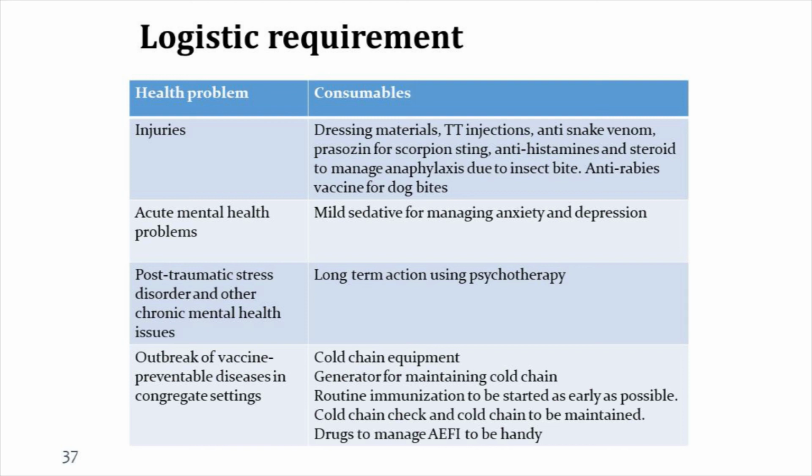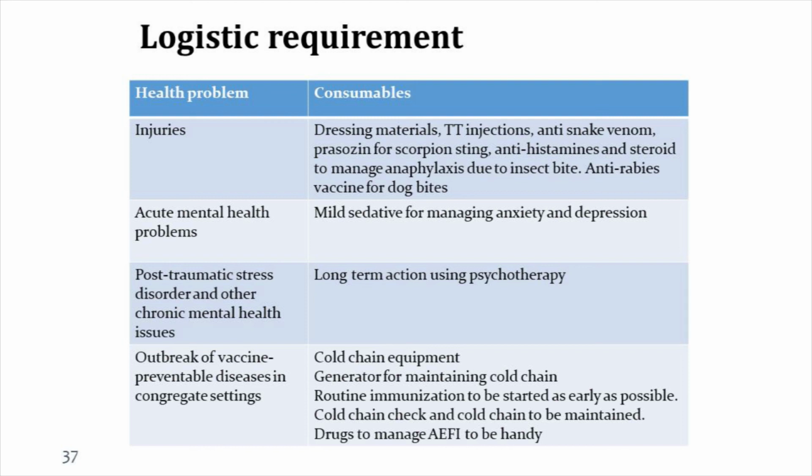This includes anti-snake venom, prazosin for scorpion sting, antihistamines and steroids to manage anaphylaxis due to insect bite, anti-rabies vaccine for dog bites. People could also face acute mental health problems. Hence, we would also require mild sedatives for managing anxiety and depression. The other health problem is the post-traumatic stress disorder and the other chronic mental health issues. This would require a long-term action using psychotherapy.